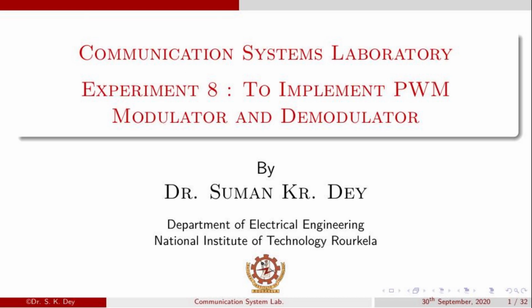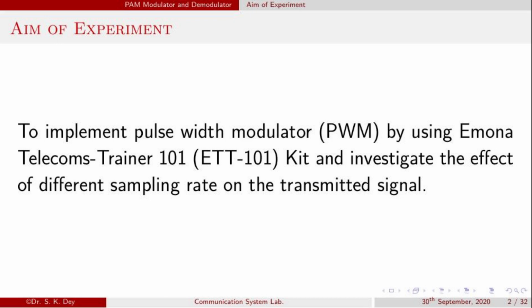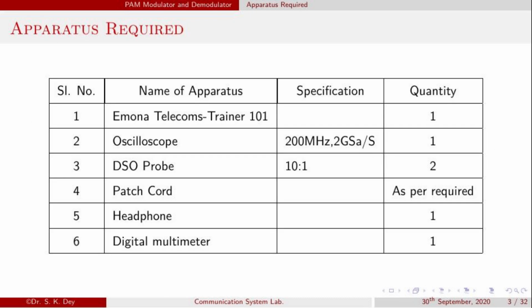Today we will perform the experiment to implement the pulse width modulation, or PWM, modulator and demodulator. The aim of the experiment is to implement a pulse width modulator by using the Emona Telecom Trainer 101 kit and investigate the effect of different sampling rate on the transmitted signal. These are the apparatus required to perform this experiment.